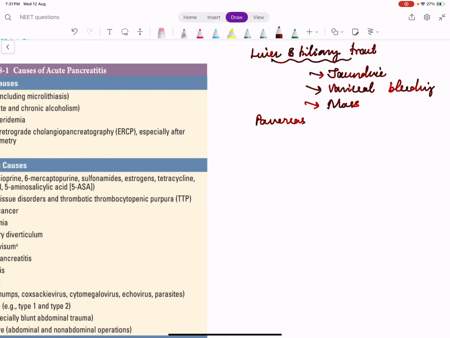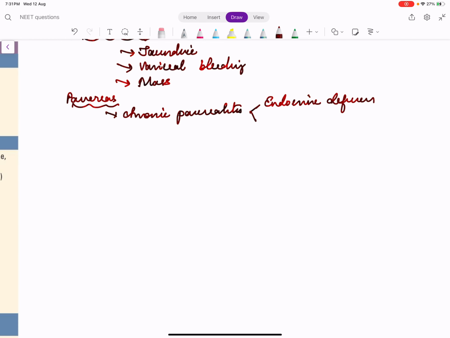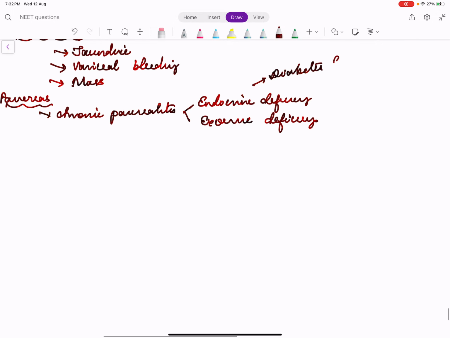Pancreas is also a solid organ. We have discussed till now about chronic pancreatitis. When there is chronic pancreatitis, we have two types of deficiencies, right? One is endocrine deficiency, and the other one is exocrine deficiency. Endocrine deficiency causes diabetes. And if you remember, among the classification of diabetes, due to pancreatic deficiency we call it type 3C diabetes. Exocrine deficiency is all the pancreatic enzymes, especially lipase.